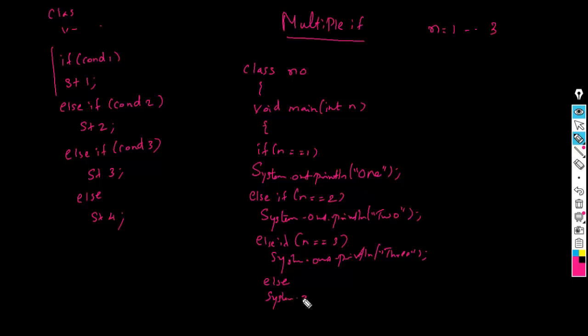System.out.println, I write invalid. Got it? So this is how I go with the else statement. So this is condition number 1, this is condition number 2, and this one is condition number 3. Am I clear? So this is how I do with the multiple if statements. So shall we do one more program?